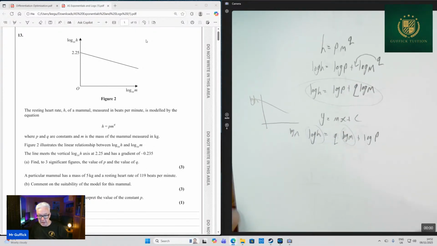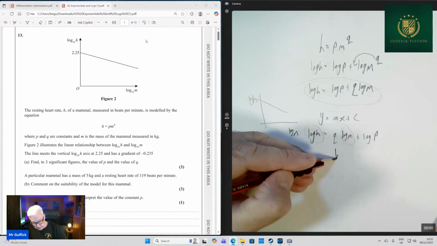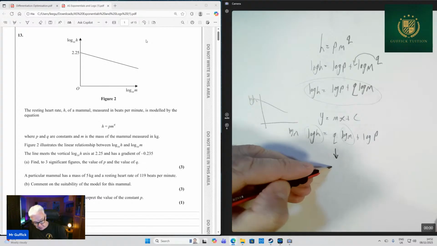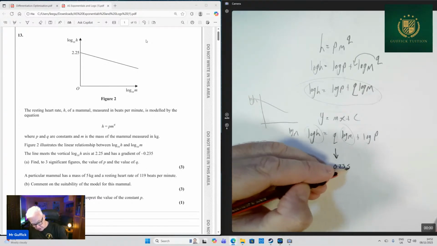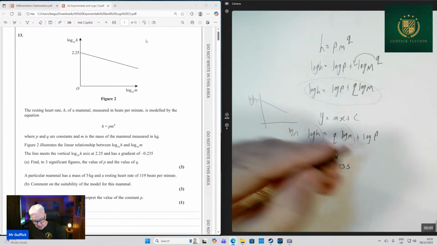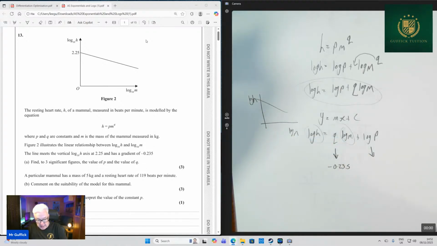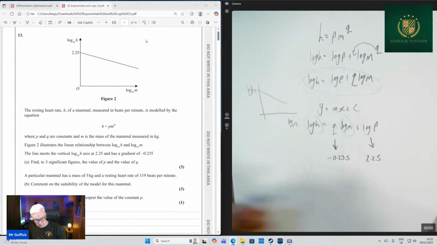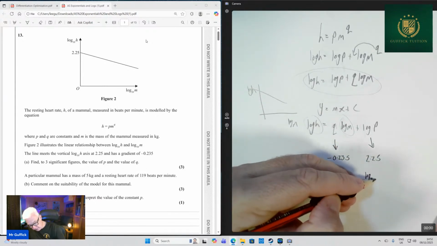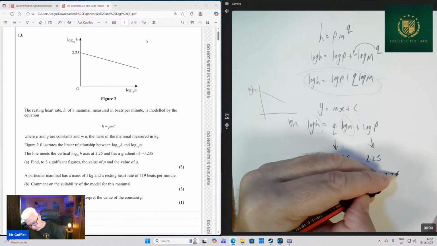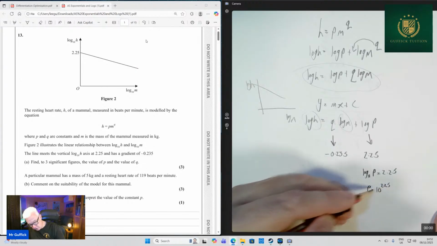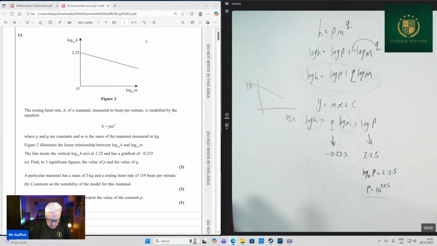Now what that means is that the gradient of this graph is going to give us Q, and they tell us the gradient is minus 0.235. So straight away we've got the gradient. And also the y-intercept is going to give us log to the base 10 of P, and we can see that the y-intercept is 2.25. So what that means is that log to the base 10 of P equals 2.25. So therefore P is equal to 10 to the power of 2.25, okay? So that's how we're going to work that out.